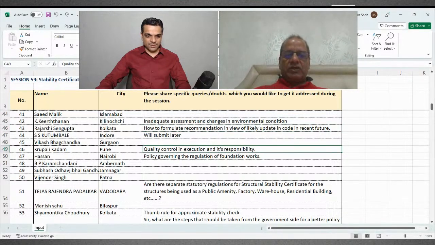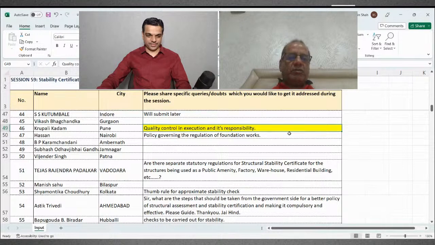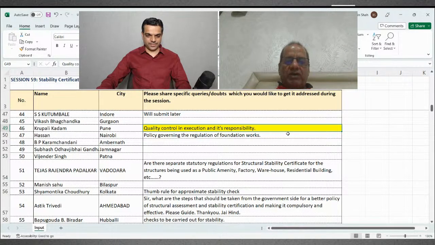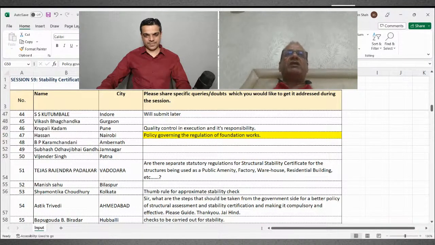Quality control in execution and its responsibility. If you are PMC, if you are involved, it is your responsibility, but not of the structural designer. Pakka. Policy governing the regulation of foundation work. But when I say not of the structural designer, it doesn't mean that structural designer should not have concern. But as a safeguarding of the profession, as a safeguarding of self, you should make necessary provisions.